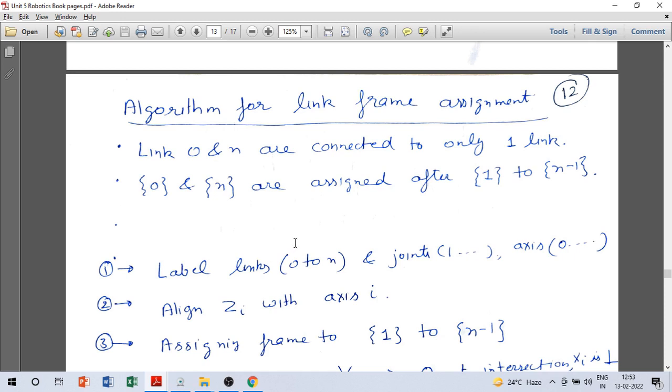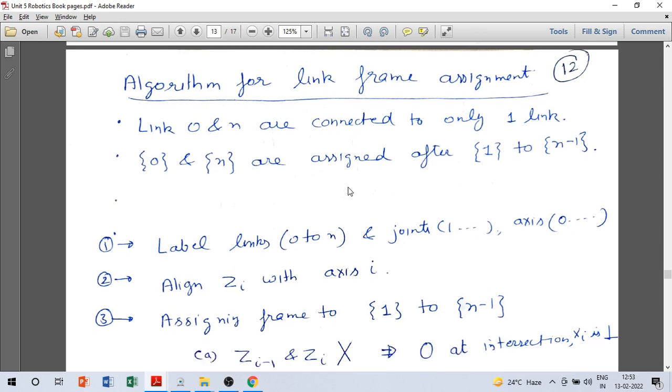Let us look at these steps briefly. I'm just going to read the algorithm and illustrate it with the help of some examples. Link 0 and link n, link 0 is the first link and link n is the last one, that is the end effector. Those are connected to only one link. So how to assign frames for that?